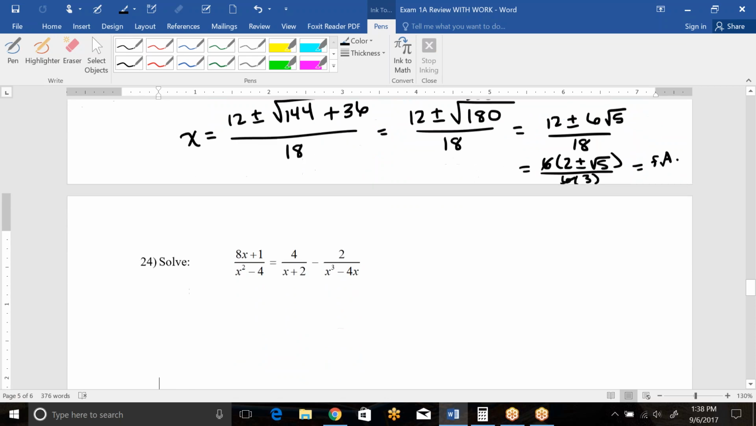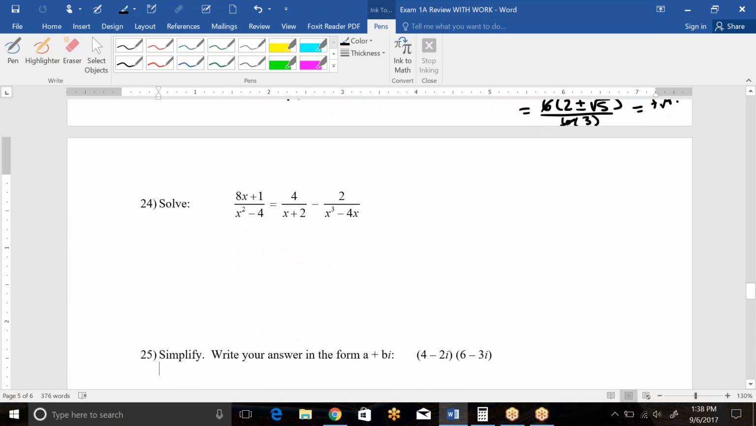Okay, so let's look at 24. For 24, we're looking at another problem where we have an equation that has fractional denominator parts that have x's in them. So we're going to use the LCD method again, but we need to factor all of our denominators first. So this one factors into x minus 2 and x plus 2. This has an x in common you need to pull out first. Then you get x squared minus 4. So this is x times x plus 2, x minus 2.